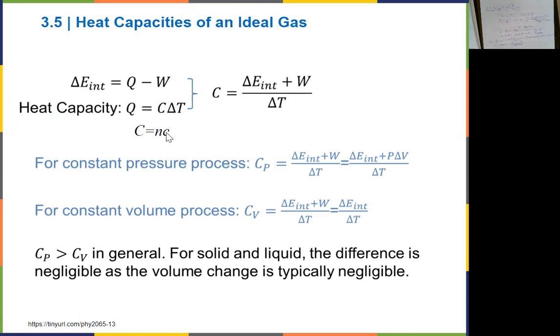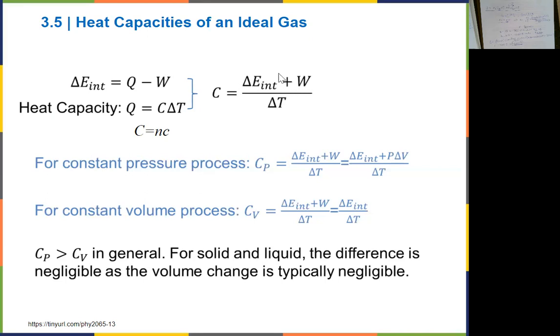Similar to specific heat when we talk about solids. So the complete equation could be Q equals small n times c times delta T. Taking these two equations, you can rearrange, replacing Q in the first equation with C times delta T, then moving the W to the other side. So delta E internal plus W is equal to C times delta T. So then C is equal to delta E plus W divided by delta T.